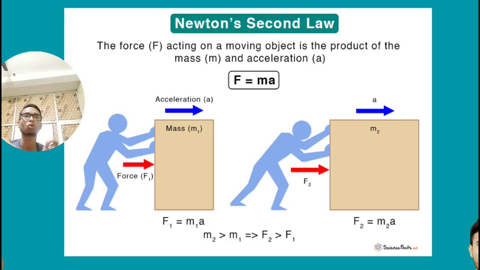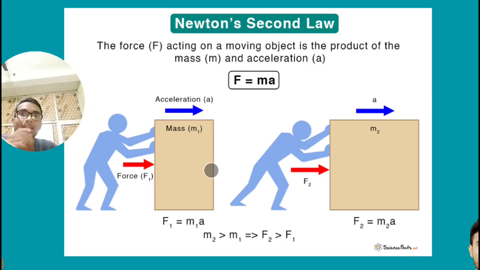The force acting on a moving object is the product of the mass and acceleration. He is applying force on this object. Here you can see acceleration is what? He is applying force in this direction, and of course this object will travel.